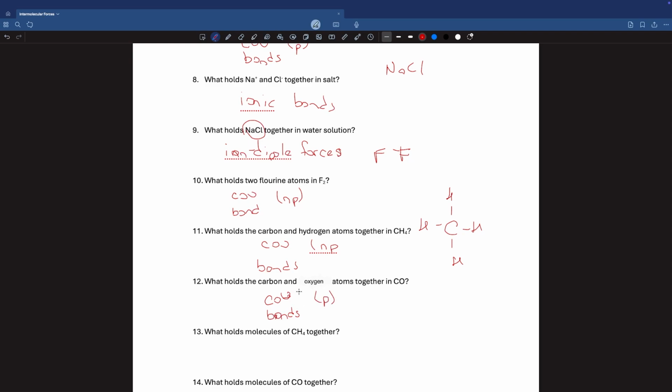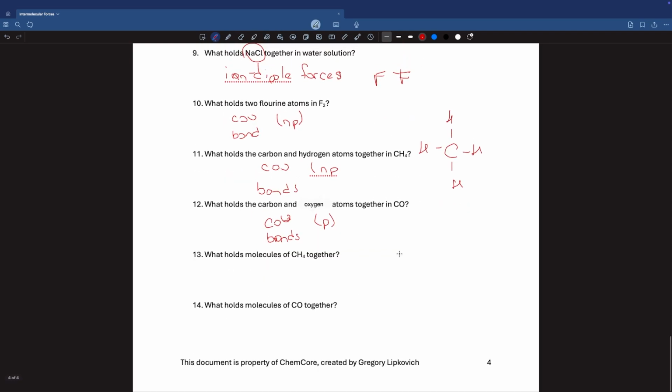Let's fix that up. What holds molecules of CH4 together? Well, this is an intermolecular force. This isn't asking for IMF. And the only force present in CH4 is your dispersion forces, or London dispersion forces. What holds molecules of carbon monoxide together? Well, this is also an IMF force, right? Molecules are being held together. And this should be your strongest force present, which are just dipole-dipole forces. This concludes the explainer video for intermolecular forces.